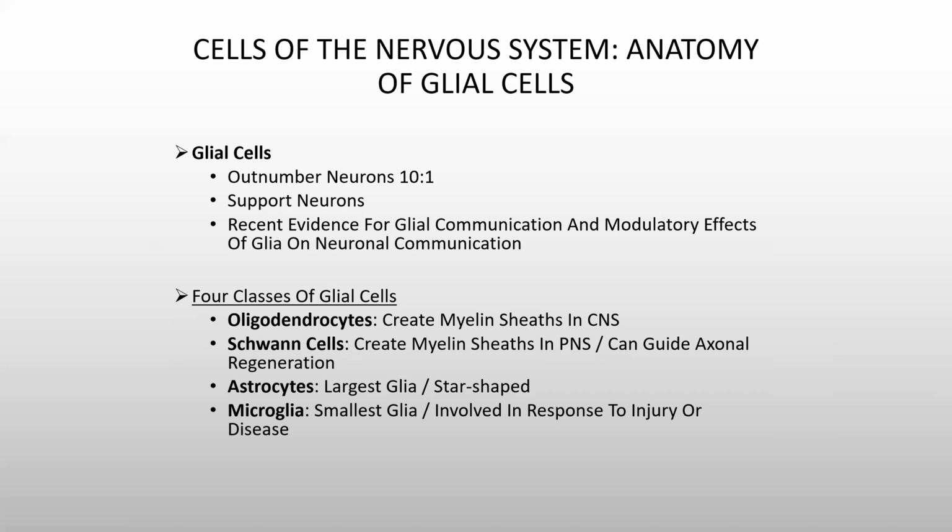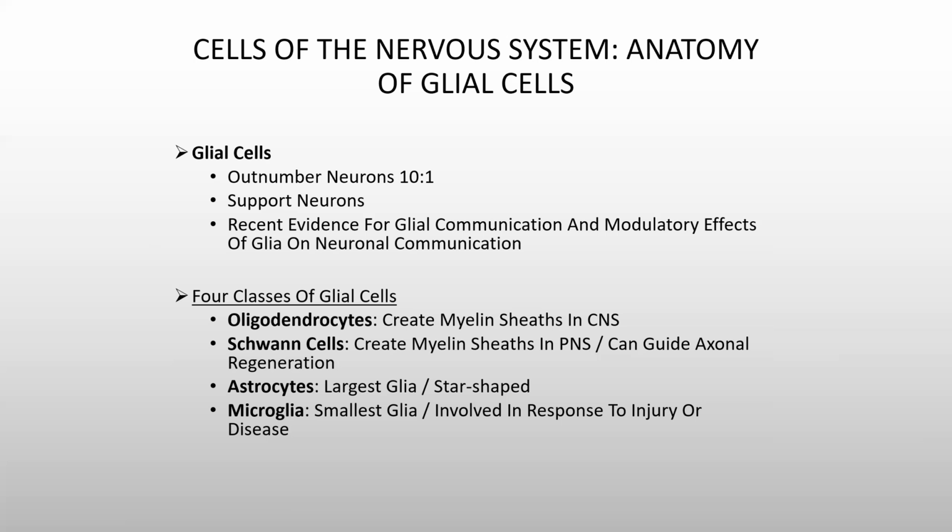There are four classes of glial cells. You have your oligodendrocytes. I know that's quite a word, and they create the myelin sheaths for the central nervous system. Then you have Schwann cells, which create the myelin sheaths for the peripheral nervous system. You have astrocytes, astro meaning star-shaped, and they're very large. And then microglia, micro meaning very small, which are involved in response to injury or disease.